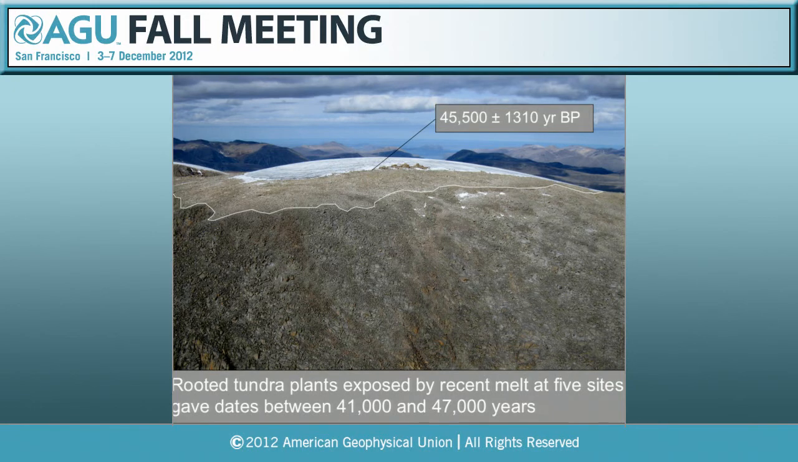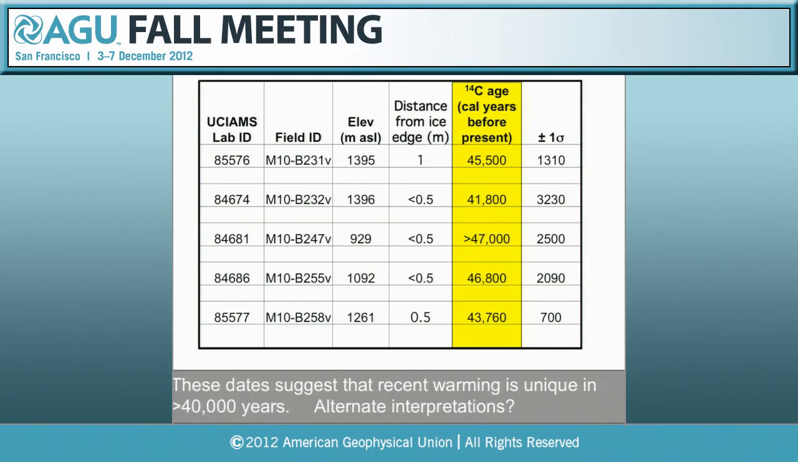And we've collected rooted tundra plants in their growth position right at the ice margin up there. In this case, the radiocarbon date is now 45,000 years old for these rooted plants coming out, which was something that we really hadn't expected. And we've now replicated that at four additional sites. We have five sites where the radiocarbon age on rooted tundra plants right at the ice margin is between 41 and 47,000 years. So here's the replicated sites, and here's the calibrated radiocarbon dates going back, all of them more than 40,000 years old.